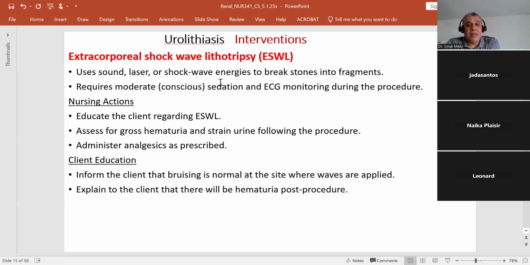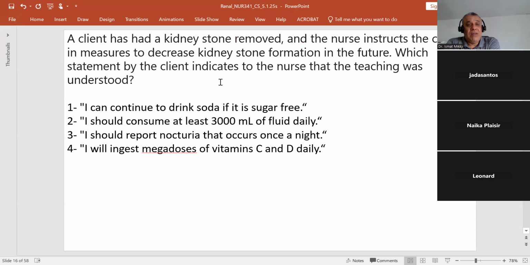For ESWL, there will be a few questions, maybe like 3 questions. Make sure that you know about the prep, what to expect during, and then the post, mostly post-op, most importantly post the procedure. It's a non-invasive procedure, but post-op is very important. So yes, read about the ESWL.